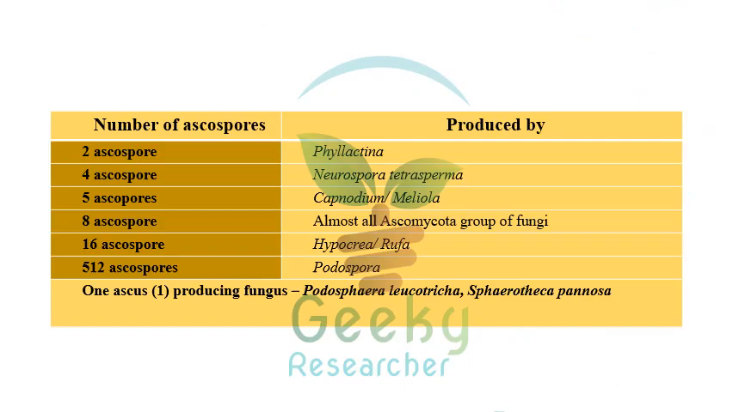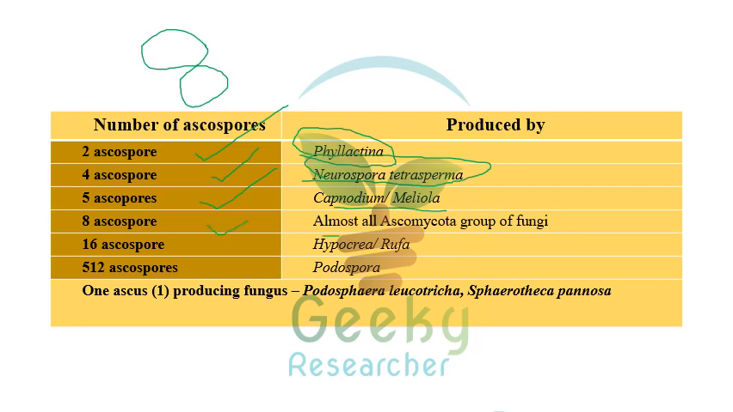You just go through. The next one is, we know very well each ascus produces 8 ascospores. Generally, all Ascomycota fungi produce 8 ascospores. Now there are some variations. Normally a few fungi produce only 2 ascospores; 2 ascospores are produced by Phyllactinia. 4 ascospores are produced by Neurospora tetrasperma. 5 ascospores are produced by Capnodium. 8 ascospores are produced by almost all Ascomycota fungi.